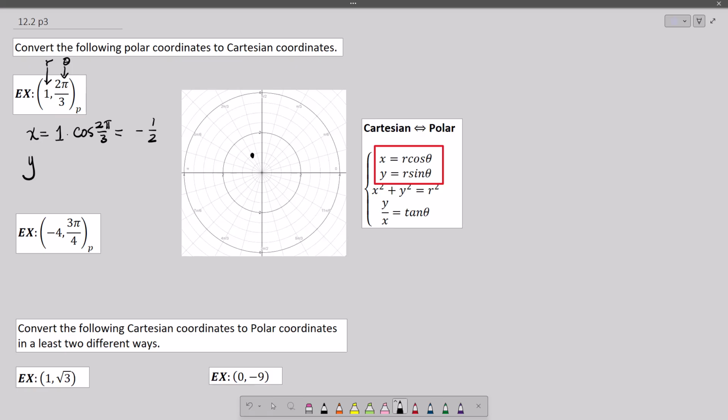And then the y coordinate is going to be r times sine of 2 pi over 3. Sine of 2 pi over 3 is root 3 divided by 2. So there we go. Those are the coordinates in Cartesian. So these points are equal. You could write it as negative 1/2, root 3 over 2. It's a point on the unit circle. Put a c there just to emphasize it's in Cartesian.